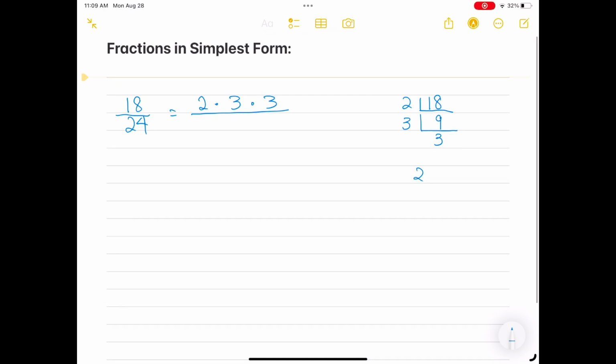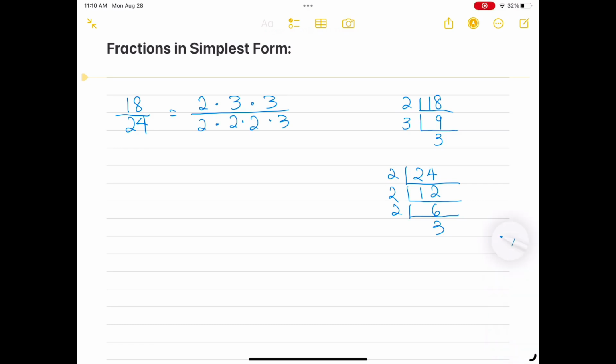The prime factorization for 24: 2 goes into 24 because it's an even number. It goes into 24 12 times. 2 goes into 12 6 times. 2 goes into 6 3 times. So the prime factors of 24 are 2 times 2 times 2 times 3.